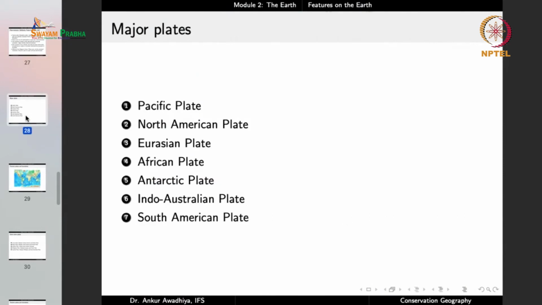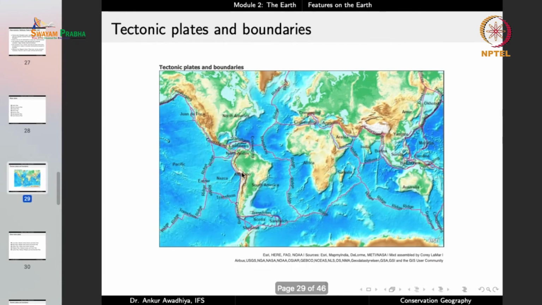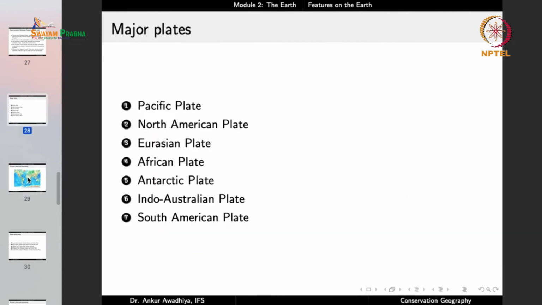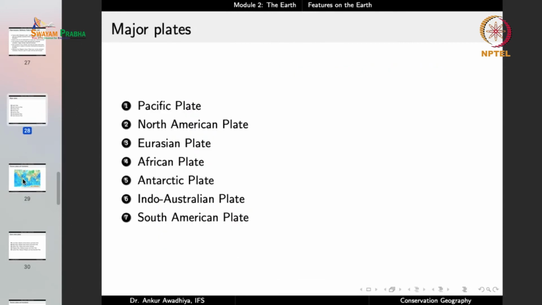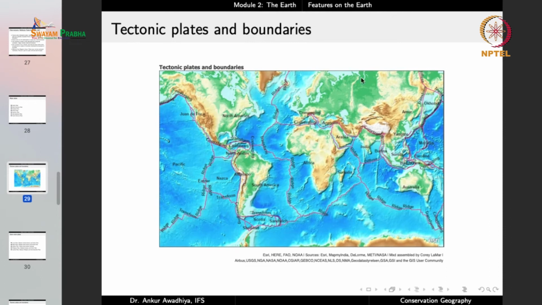Now what are these plates? We have major plates and we have minor plates. The major plates are the Pacific plate. So here if you look at the Pacific Ocean, this large size plate is the Pacific plate. Then we have the North American plate. So this is the North American plate, a big one. Then you have the Eurasian plate. So Europe and Asia together, this is the Eurasian plate.